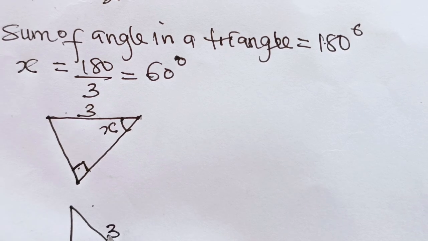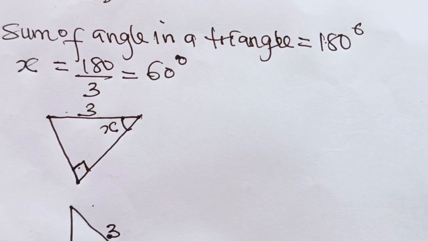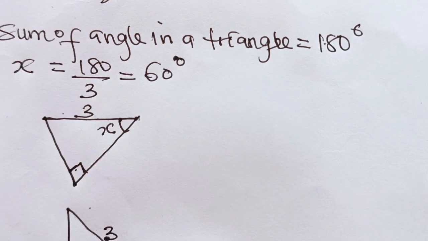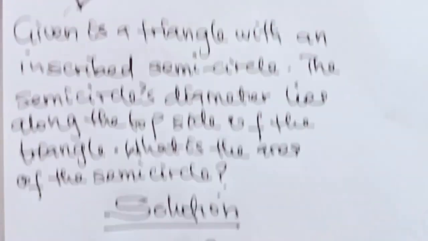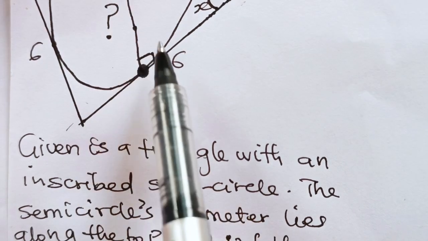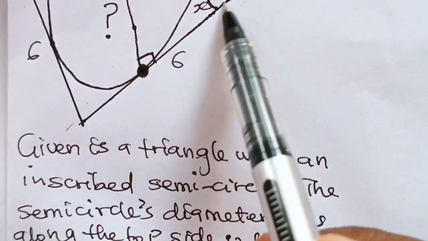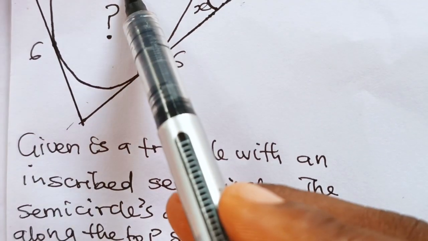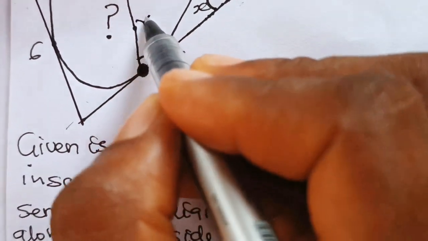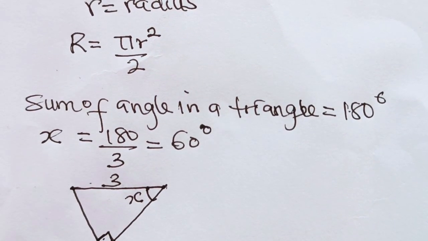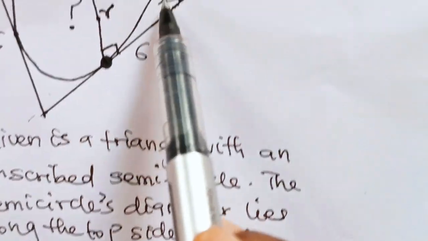So this is our 3, and this is our angle x. Now, let us solve. Remember that from here to here, since this line touches this semicircle at this point and is coming from the center of the circle, it means that this is our radius. So that means that this is our radius. The side facing the angle is our radius.